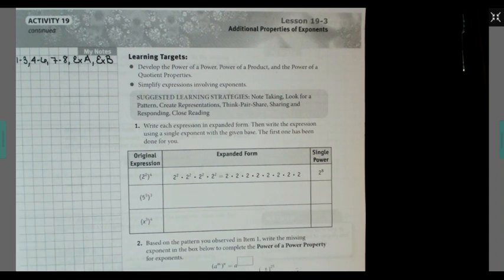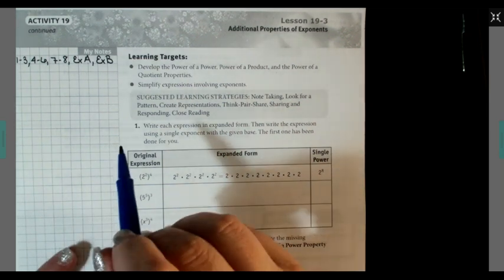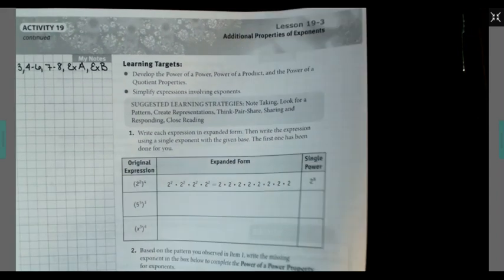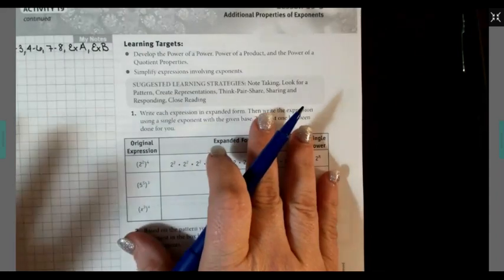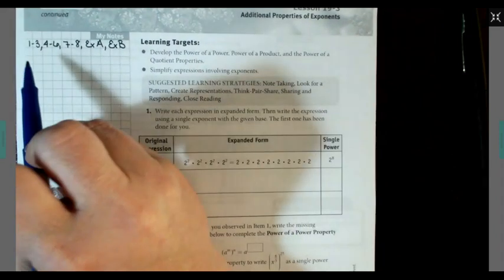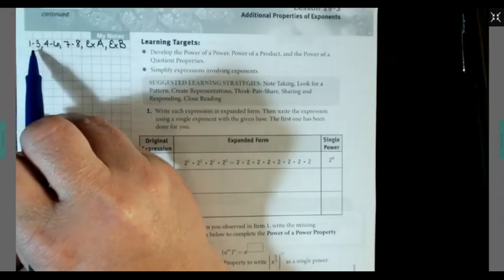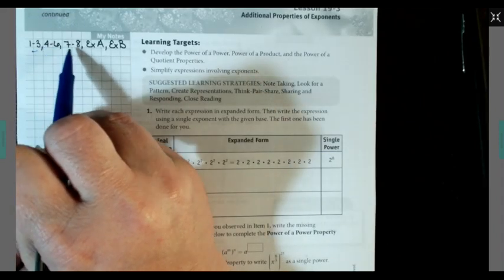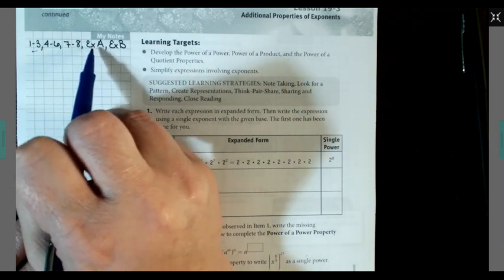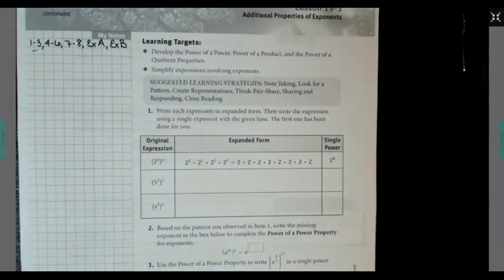Today we will be covering Lesson 19-3, Additional Properties of Exponents. This lesson will be divided into four sections. We'll cover questions 1 and 3, 4 to 6, 7 to 8, and both example A and B together. Okay?